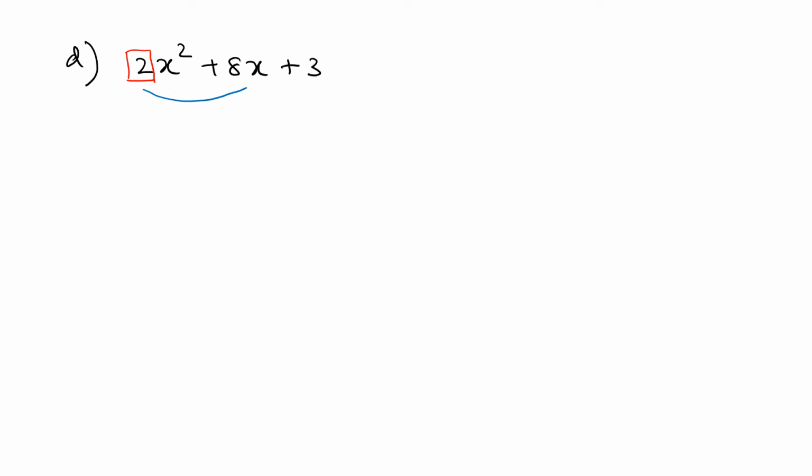This is what we do now. We factor out 2. When you factor out 2, that means you divide by 2. So you're going to get x squared, and when you divide 8 by 2, you're going to get 4x. That's what happens to the first two terms, and we're going to leave a space, and then we write 3 separately.